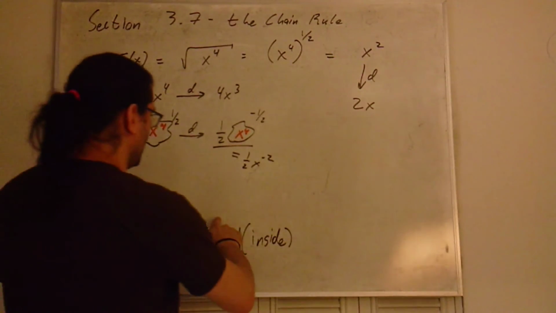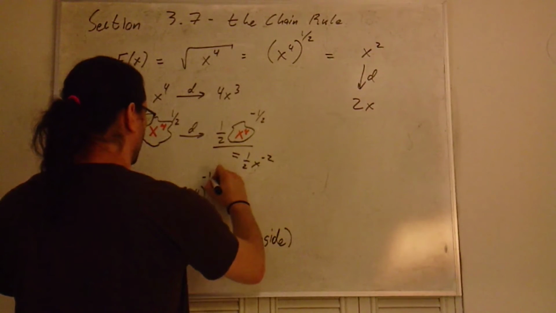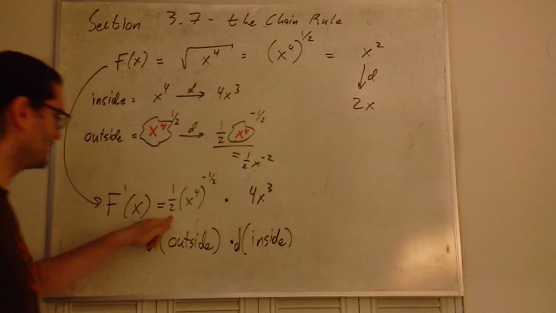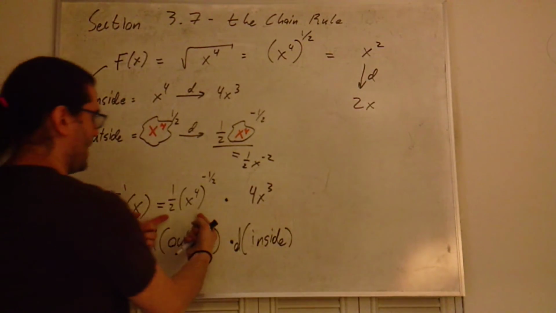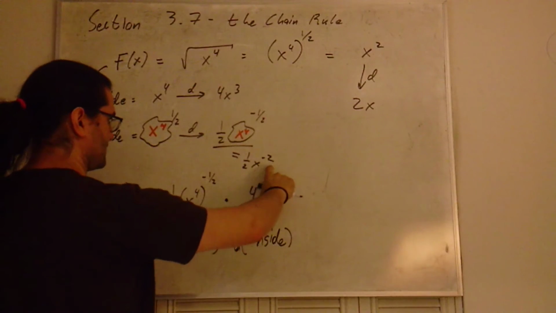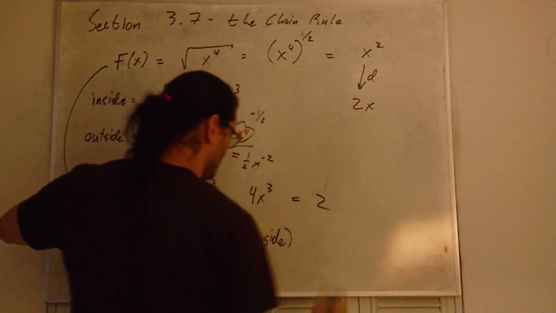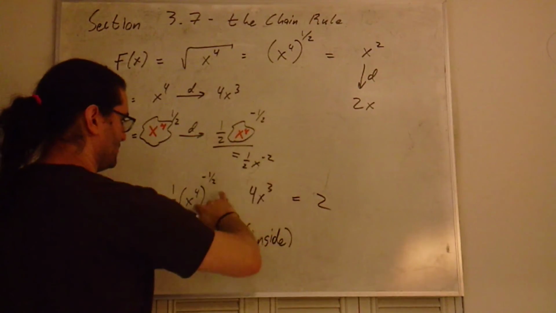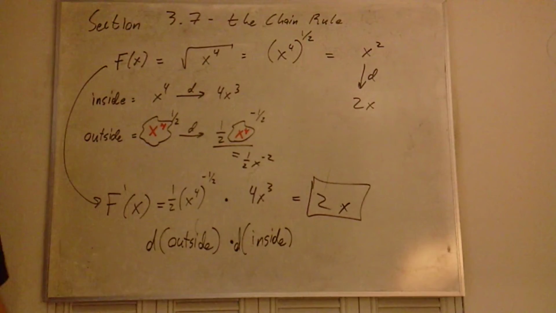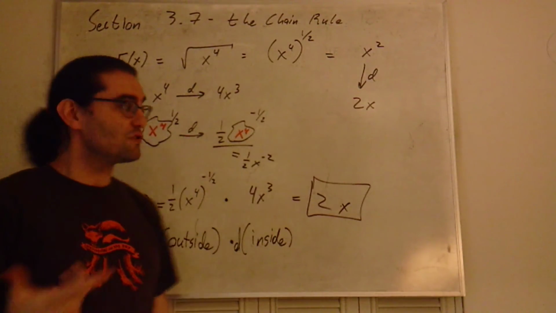So the derivative of the outside is going to be 1/2 x to the fourth to the -1/2. Derivative of the inside is 4x cubed. If I multiply these things together after I simplify, this one simplifies into 1/2 x to the -2. So the 1/2 and the 4 should simplify into a 2. And the x to the -2 and the x to the 3 should give me an x. And I have the correct answer, or the answer that I know ought to be correct based on simplifying the original problem. So this is the chain rule.